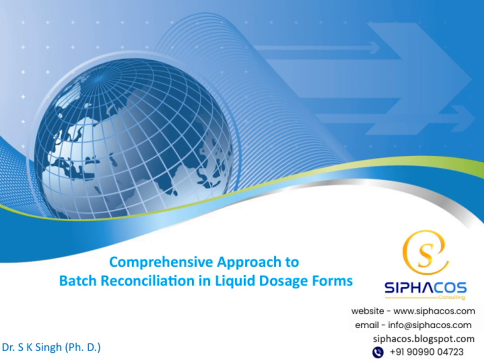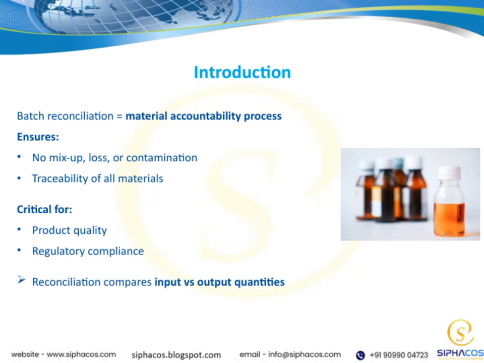Let's get started. Welcome to our discussion on batch reconciliation. This process is essentially about ensuring material accountability throughout manufacturing. It helps us make sure there are no mix-ups, losses, or contamination of materials, which is crucial for maintaining product integrity. Traceability is a key aspect here. It means we can track all materials used at every stage, providing transparency and confidence in our process. This step is especially critical because it directly impacts product quality and ensures we meet regulatory requirements.